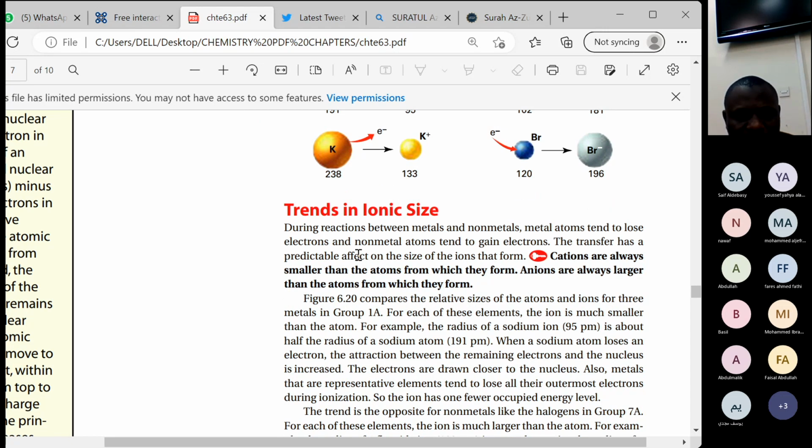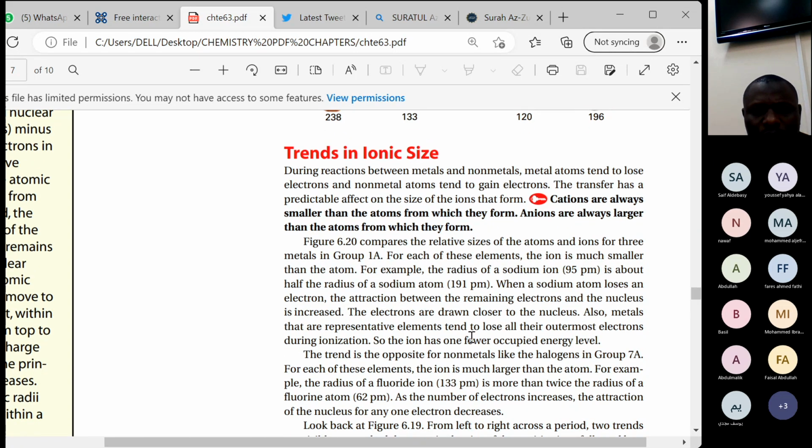Trends in ionic size. During reaction between metals and non-metals, metal atoms tend to lose electrons and non-metal atoms tend to gain electrons. The transfer has predictable effects on the size of the ions that form. Cations are always smaller than the atoms from which they form. Anions are always larger than the atoms from which they form.